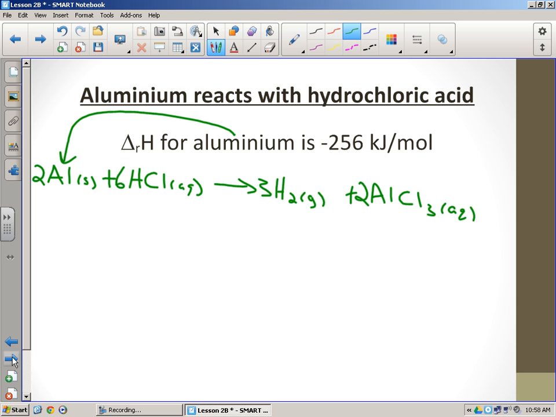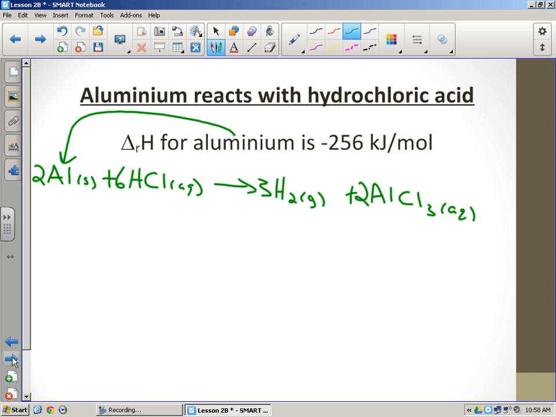So first of all, should I be putting this number on the left side or the right side? Left side or right side? Right. The right side. It's negative, it's exothermic, it's giving off energy, right? So I should be putting it on the right side. I'm going to write it as a product here.